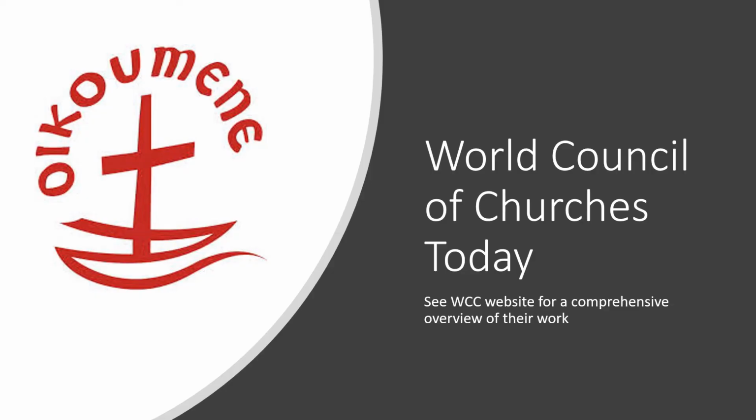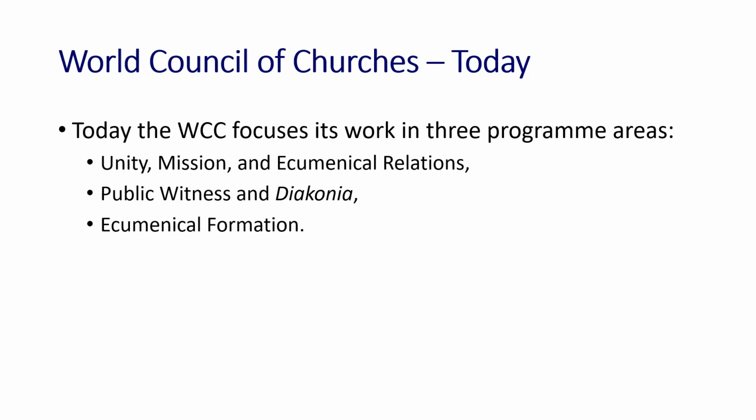We need to look then at what the World Council of Churches actually does. What is its role? How does it function? So the World Council of Churches today. These slides really are just taken off the World Council of Churches website, which is worth having a look at. And it tells us that the World Council of Churches focuses its work in 3 programme areas. And so it's got what it calls unity, mission and ecumenical relations. It's got public witness and diaconia, and then ecumenical formation. So we need to look at what those mean in more simple English.